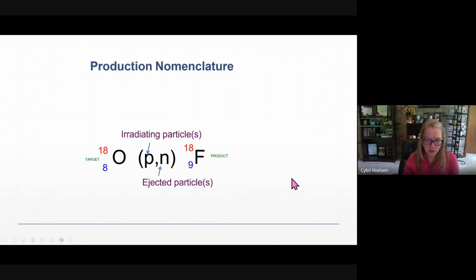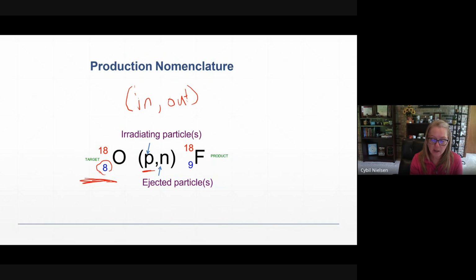Okay, so here's our target. It's oxygen 18. Oxygen has 8 protons in it. We're going to add the proton. So again, the first thing that's listed is what goes in, the second thing listed is what comes out. So we add a proton, so that means this 8 turns into 9. A neutron comes out, so that means the mass number, because 1 proton in, 1 neutron out, that's +1 -1. 18 plus 1 is 19. 19 minus 1 is 18, so that stays the same. And this is our product.